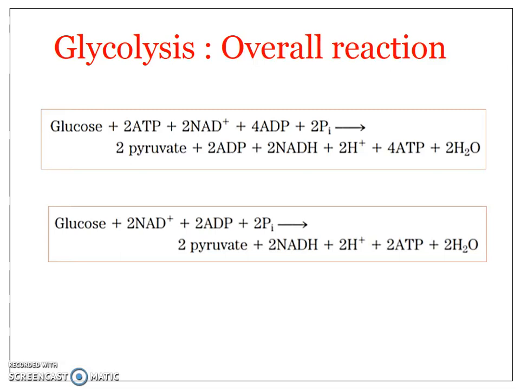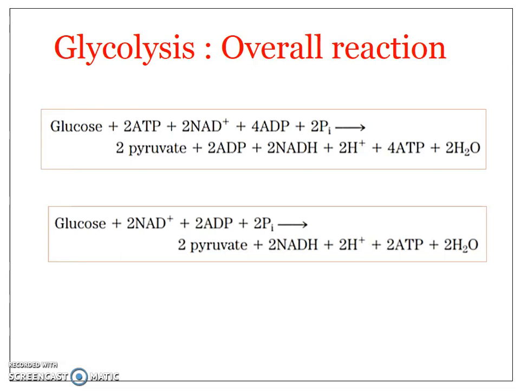So in the previous presentations we saw the detail of glycolytic reactions where the glucose was broken down to form two molecules of pyruvate. The glucose went through the preparatory phase to produce two molecules of glyceraldehyde 3-phosphate, and each of the glyceraldehyde 3-phosphate molecules underwent the payoff phase to produce two molecules of pyruvate.